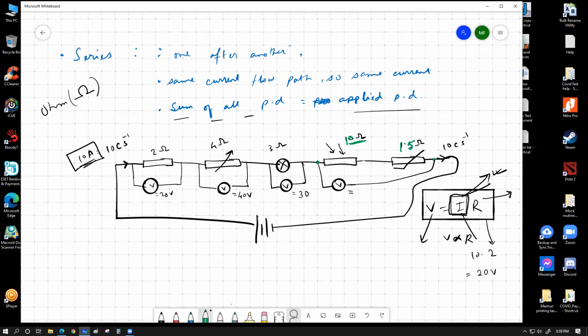This is not 1.0 and 1.5. This is 10, this is 1.5. They are widely different.